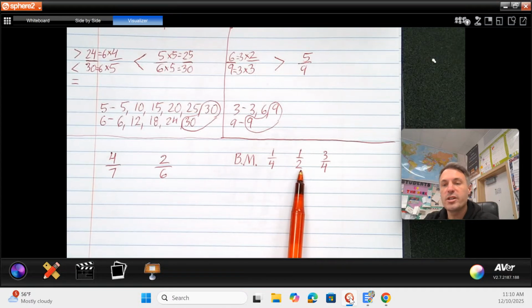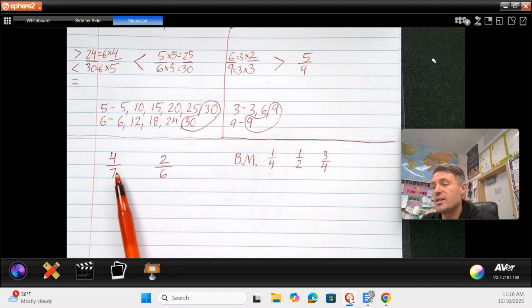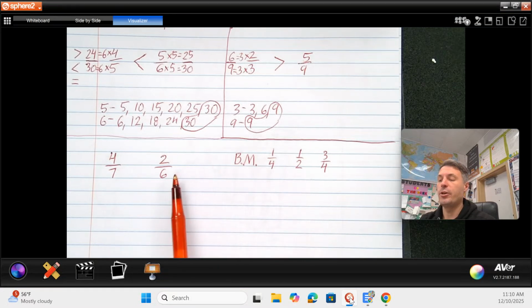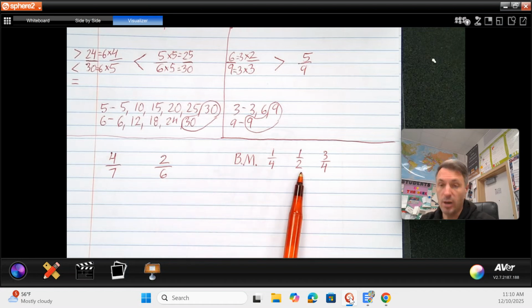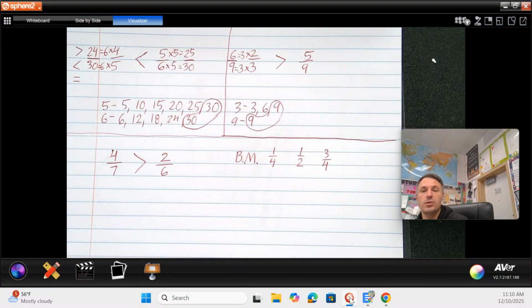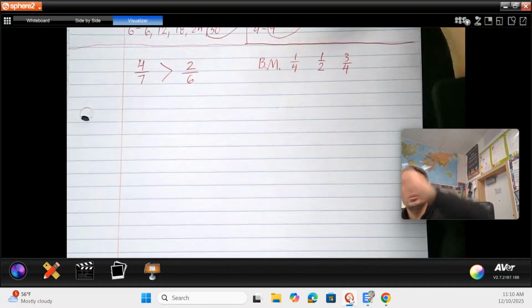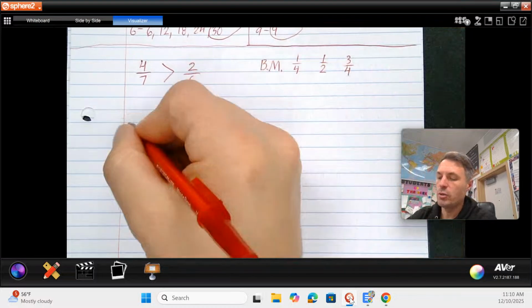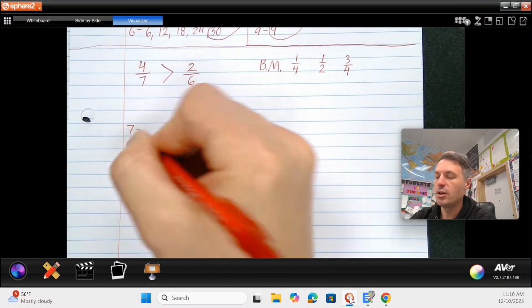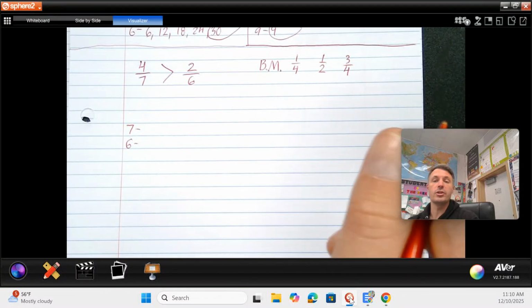So we just discovered, without having to find common denominators at all, just using these benchmark fractions, that 4/7, since it's bigger than 1/2, has to be bigger than 2/6, which is smaller than 1/2. So we go like that. 4/7 is bigger than 2/6. Now, if we weren't sure how to use benchmark fractions, we could always do it the other way too. We put the 7 here, we put the 6 here, we count by 7s and we count by 6s until we find a number that's in both lists.